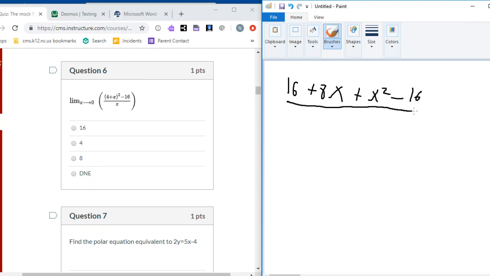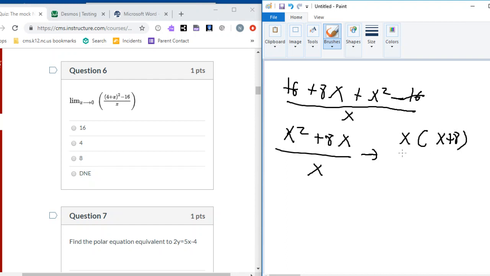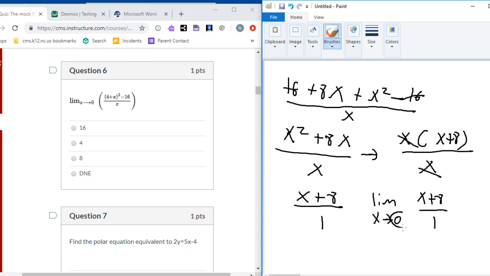16 over x. The 16s cancel out, and now I just have x squared plus 8x over x, which simplifies to, I factored an x in the numerator and I'm left with x times x plus 8 over x, and the x's cancel out at this point. So I have x plus 8 over 1, and now I have the limit as x approaches 0 of x plus 8 over 1, and now I can plug in that 0 for x, and this just becomes 8 over 1, making the answer 8.